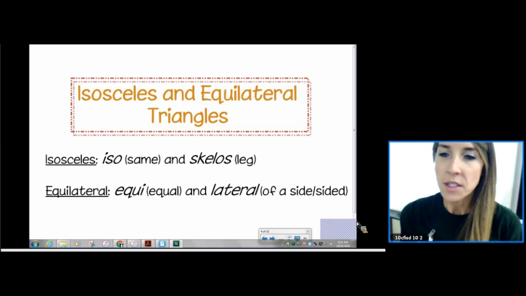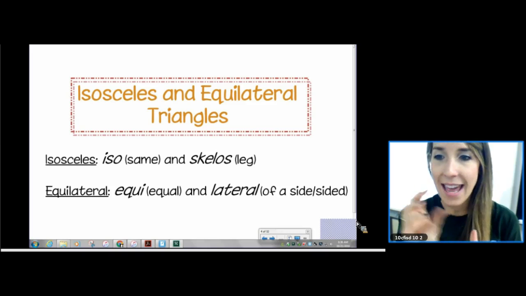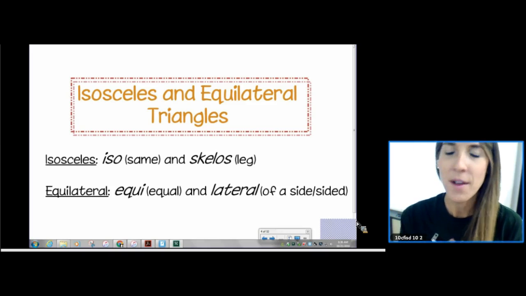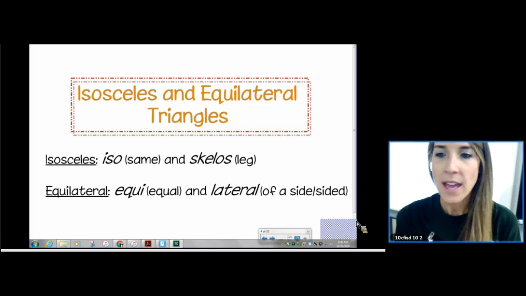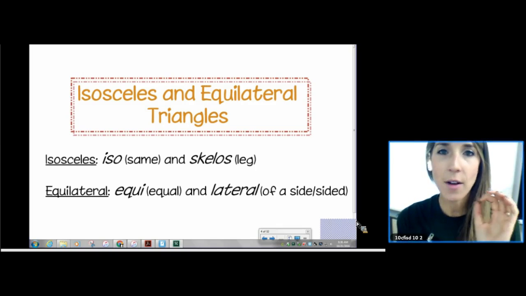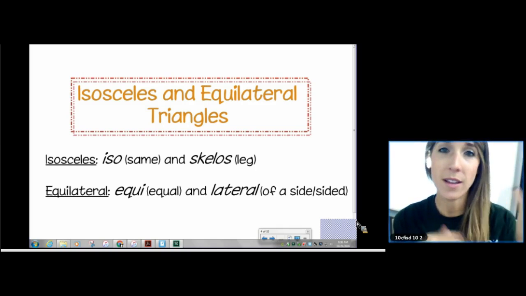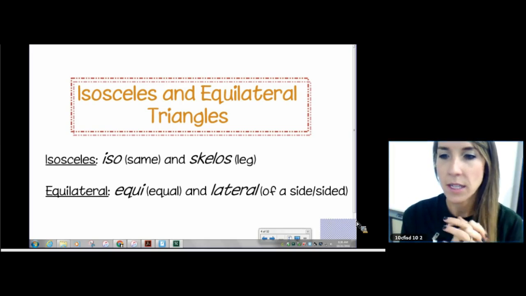they come from. In the word isosceles, the iso means same, and the skelos, where the sceles comes from, means leg. So isosceles means same leg. Equilateral, we talked about that yesterday, means equal, and then lateral means sided. So a triangle that is equal-sided. That's what equilateral is.